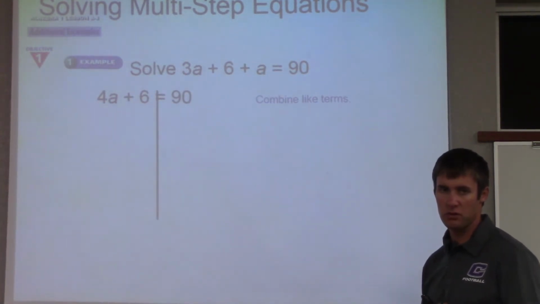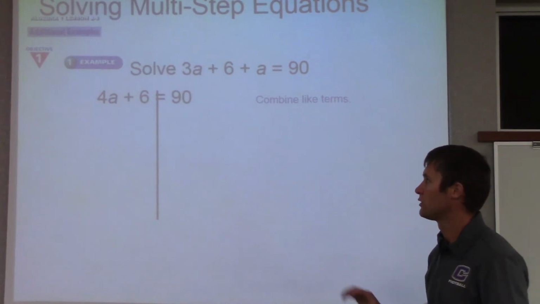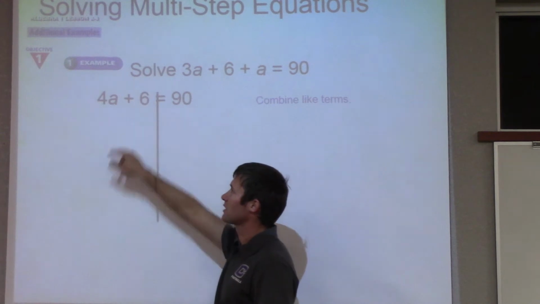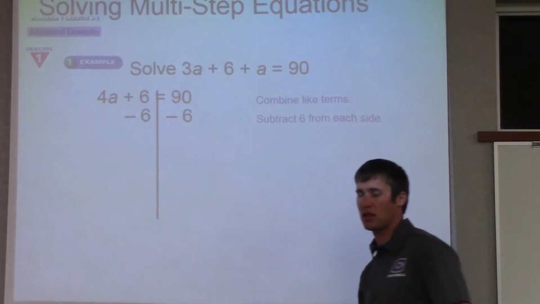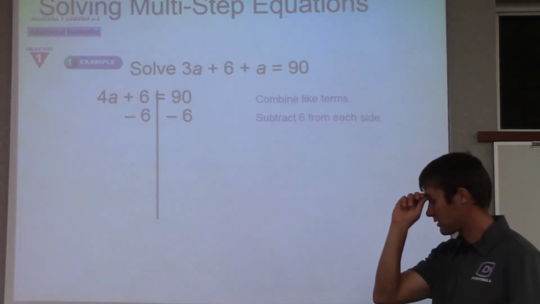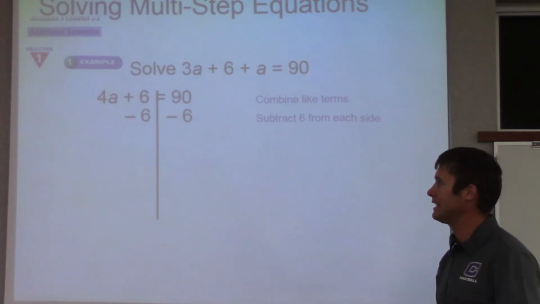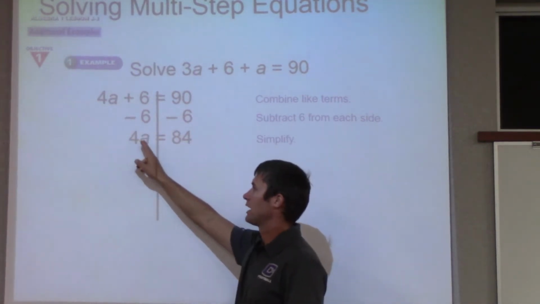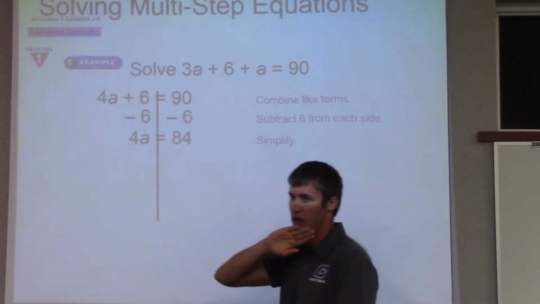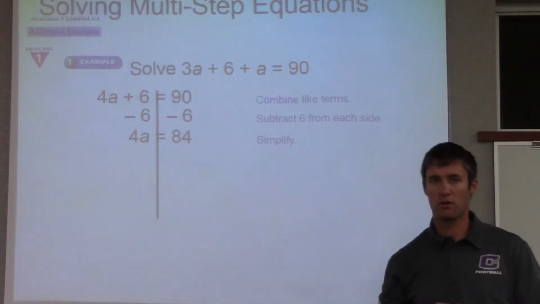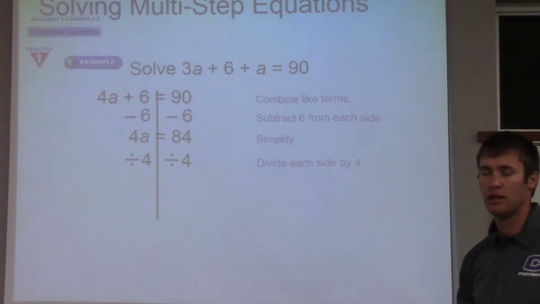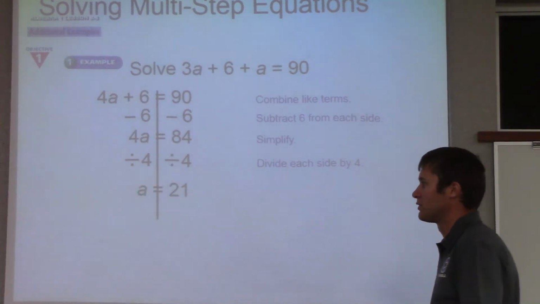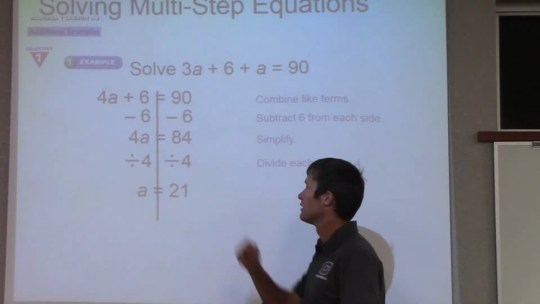Now we continue with what we did in yesterday's lesson. We go ahead and get rid of the 6. So instead of adding 6, we subtract 6 from each side. So 6 minus 6 cancels out, and 90 minus 6 is 84. Then we have 4a, so that would be 4 times a. The opposite of multiplying by 4 would be dividing by 4. Go ahead, 84 divided by 4 would be 21. So my answer is 21.